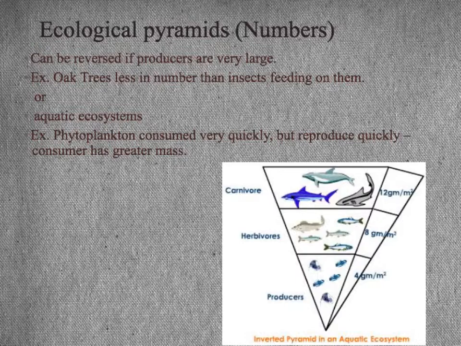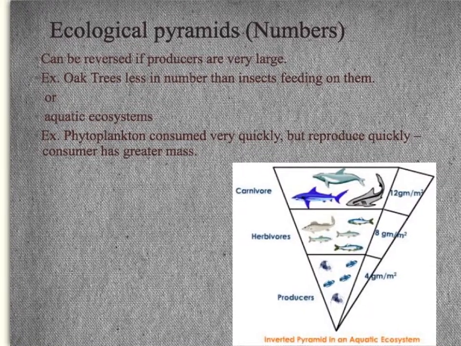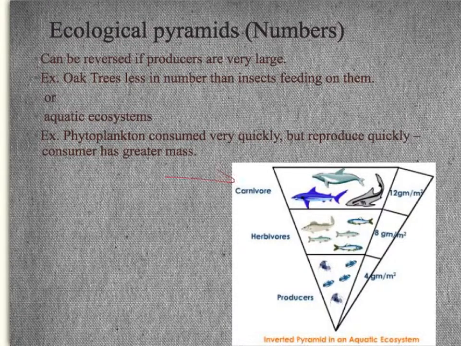Sometimes in an aquatic ecosystem, we can also have an upside down pyramid because phytoplankton is consumed very quickly. They also reproduce quickly. So when we look at biomass numbers, and this is what we're looking at here, the actual biomass available, we have a lot more biomass up here in the carnivores than we do down here in the producers.